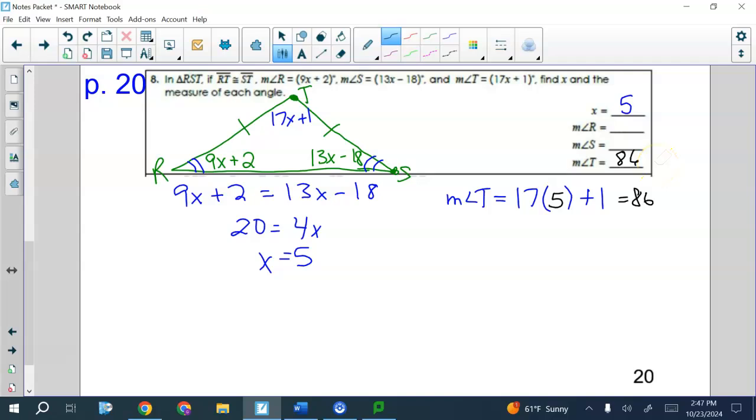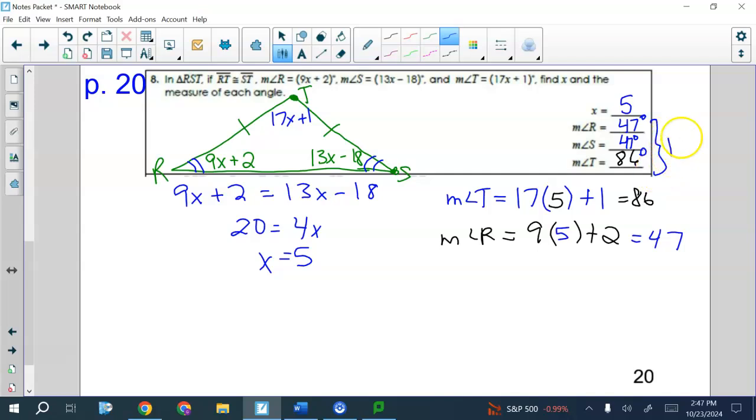Okay, if we go to find the other angle, angle R, the measure of angle R was 9x plus 2. And again, we already know what x is. x is 5. So 45 plus 2 would be 47. And then we know what S is as well, because S was the same as R, 47. So 47, 47, and 86 degrees. You could also double check and make sure those three angles equal 180 degrees.